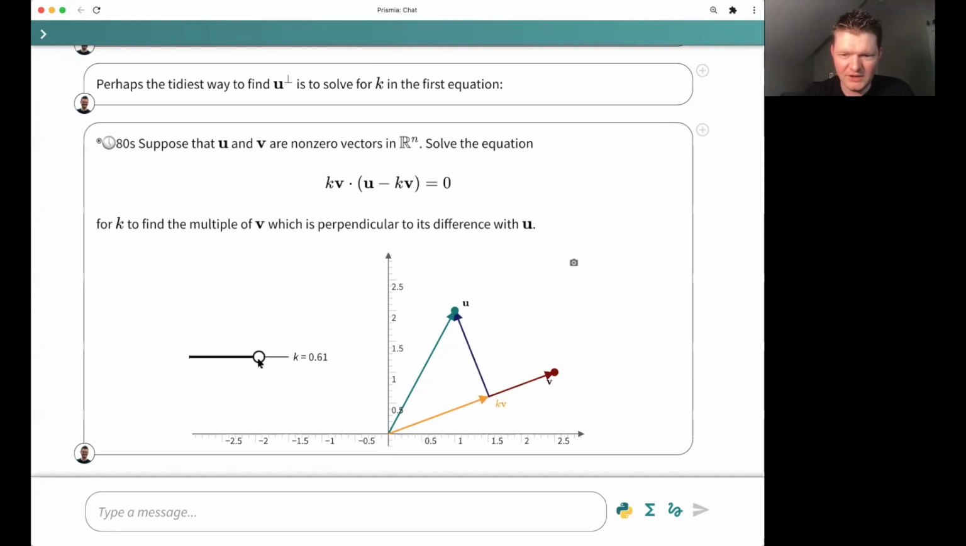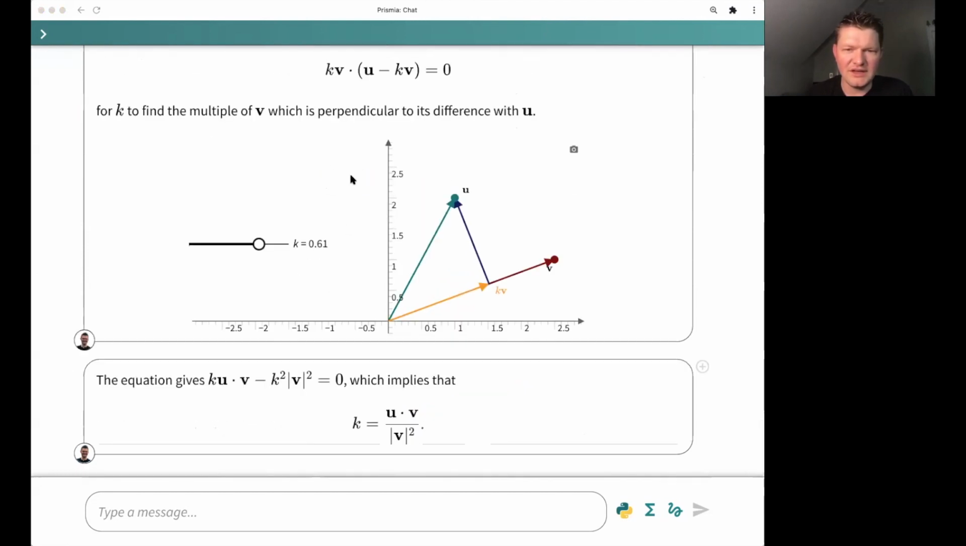And that works pretty well here. You can get reasonably close just eyeballing and thinking about when is this angle 90 degrees. The goal here, though, is to solve this equation. So this is an abstract equation. All of these are just variables, and you can solve it for K. So I'll show you that.